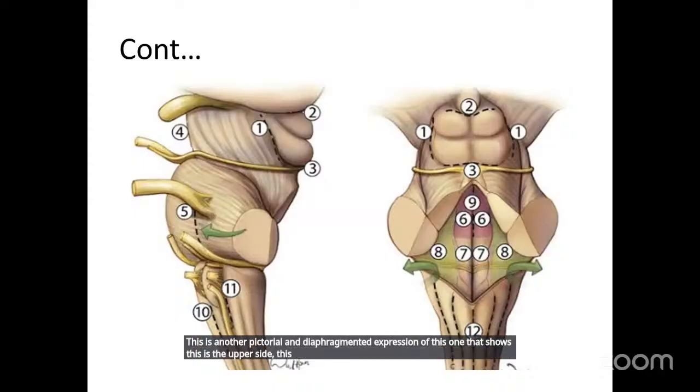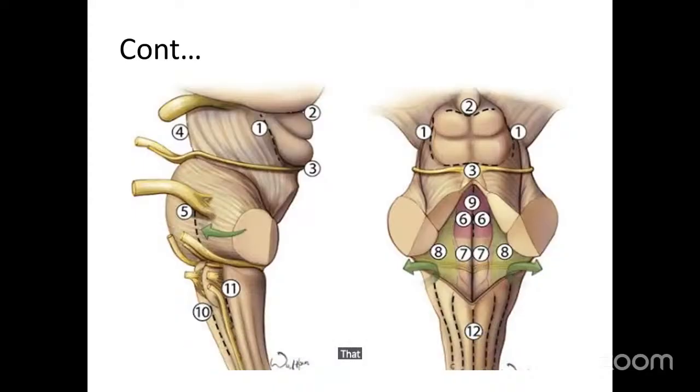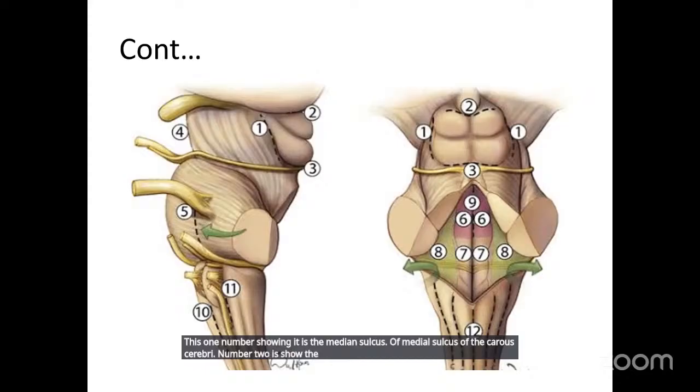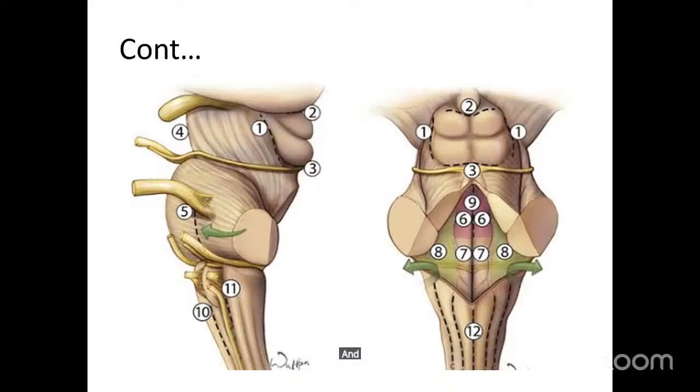This shows the midbrain approaches. Above, through this one, is the superior colliculus approach. Number one shows the medial part of the crus cerebri, the medial sulcus of the crus cerebri. Number two shows the superior colliculus, and number three shows the inferior colliculus, just above the fourth nerve. And these are the approaches to the midbrain, the median sulcus.